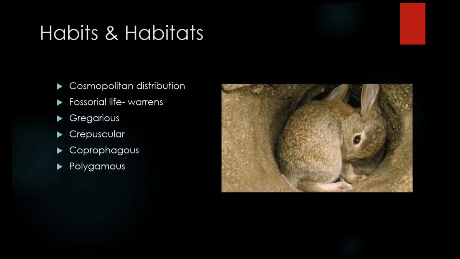Since we are all familiar with rabbits from our childhood, there is no need for a detailed description about its habits and external characters. But we have to remember some scientific terms like cosmopolitan distribution, which means they are universally present in widely separated places. And the next point is fossorial life.